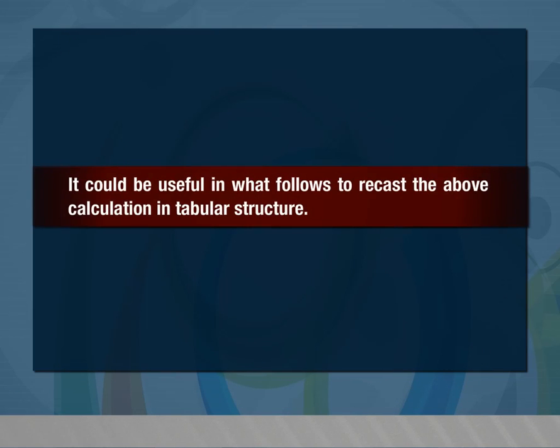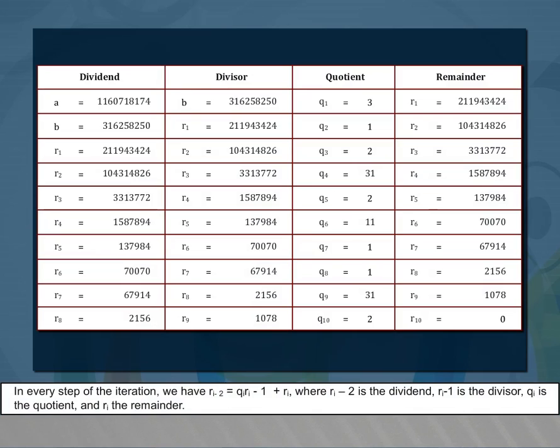It could be useful in what follows to recast the above calculation in a tabular structure. In every step of the iteration, we have Ri minus 2 is equal to Qi times Ri minus 1 plus Ri, where Ri minus 2 is the dividend, Ri minus 1 is the divisor, Qi is the quotient, and Ri is the remainder.